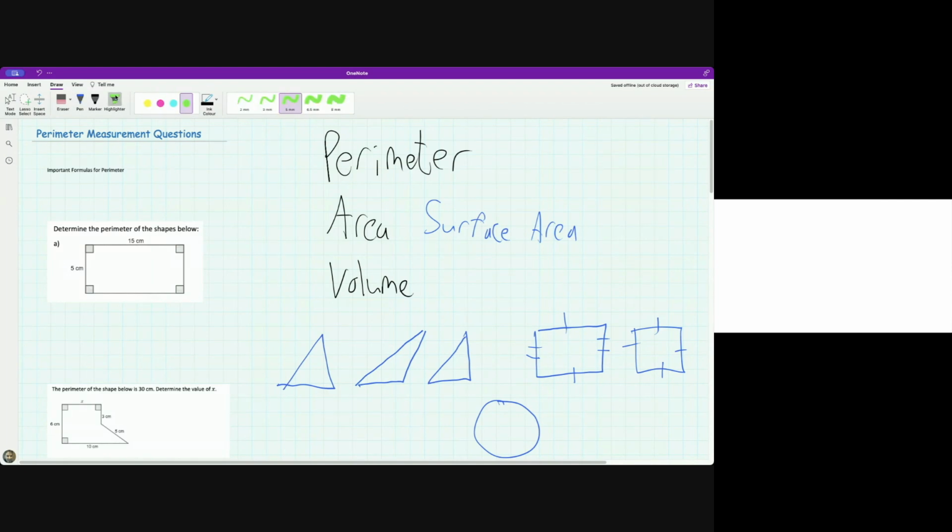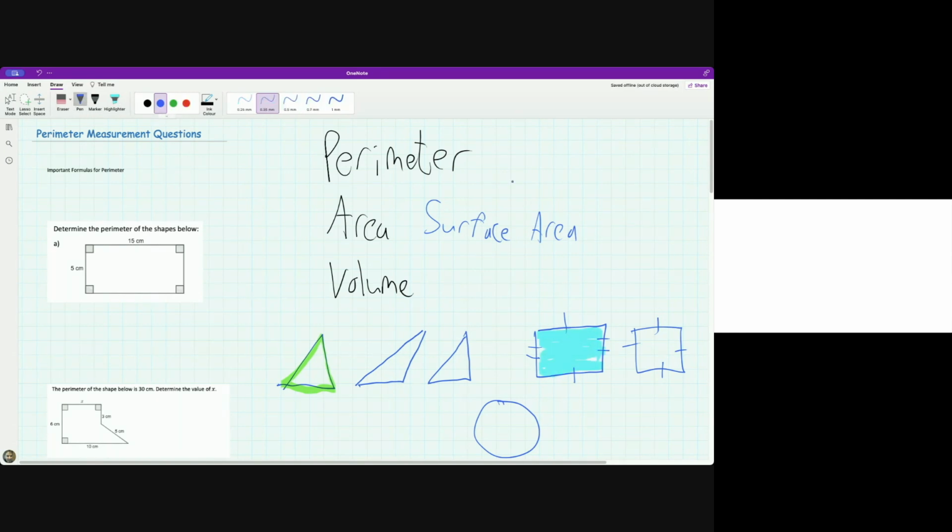Now, when we talk about perimeter, perimeter just means when we go around the outside of the shape, like that. So that would be the perimeter of a shape. If we talk about the area, it's how much space fits inside the shape. Okay? So that would be area.